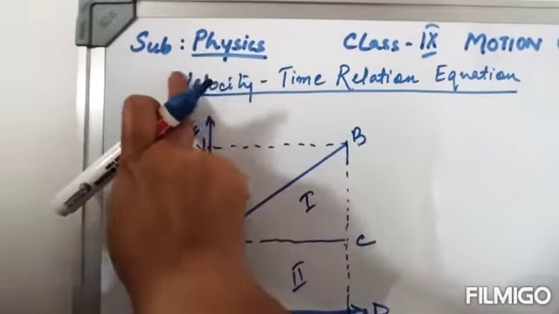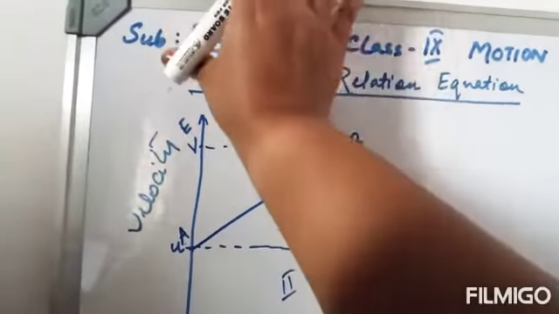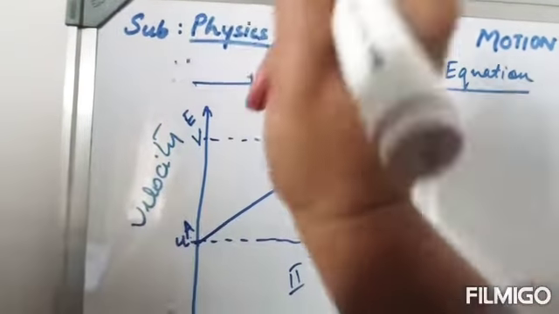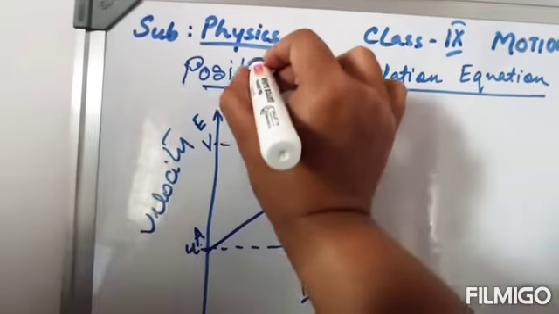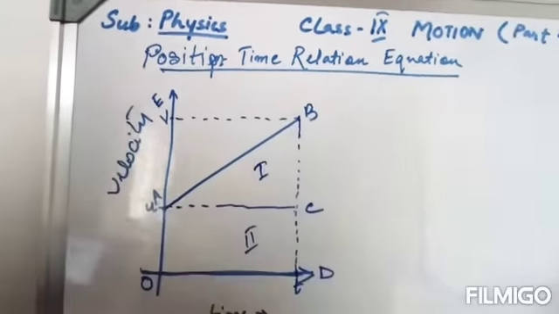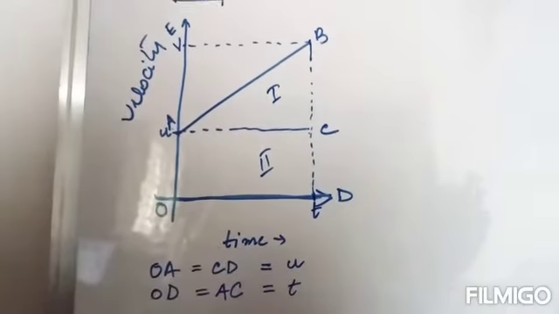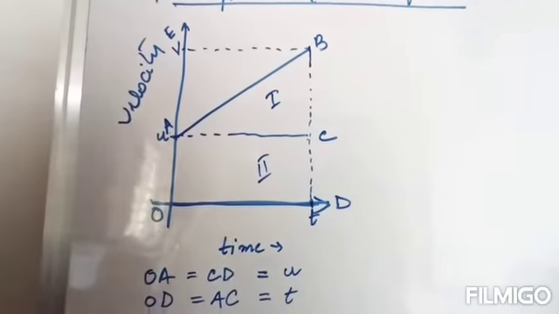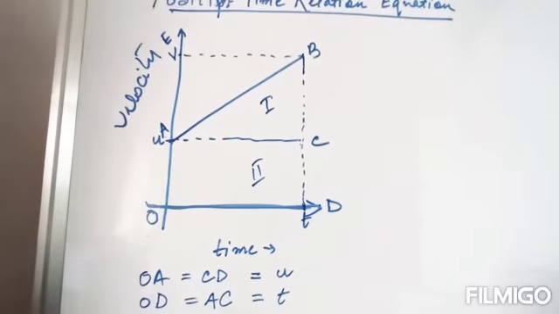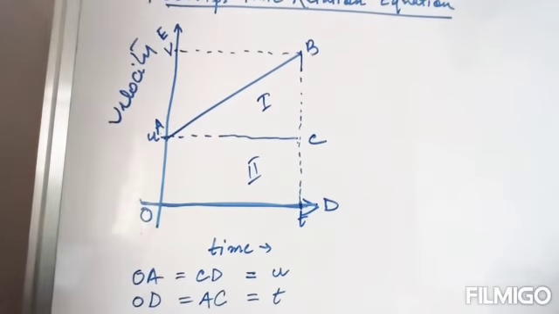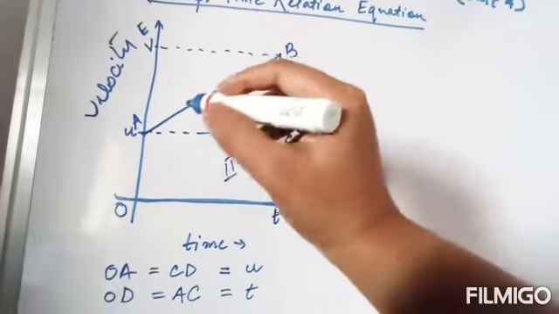Now next is the position time relation, and we will be talking about the same graph. Here we will be talking about distance. Now what is distance covered? How can we calculate distance covered from a velocity time graph? Yes, we can calculate distance covered from a velocity time graph by the area covered by the graph.